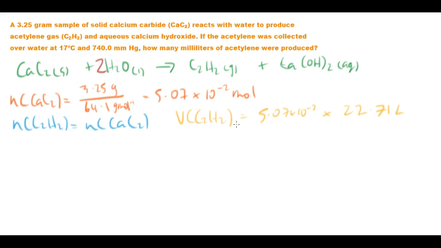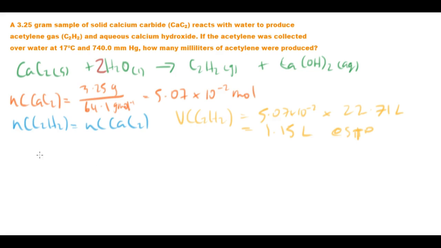22.71 liters, and it gives us a volume of 1.15 liters to 3 significant figures. 1.15 liters. Alright, so now, because we have all that, this is all at STP, so 1.15 liters is at STP, not SIP, STP. Okay, so now let's figure out the rest of it.